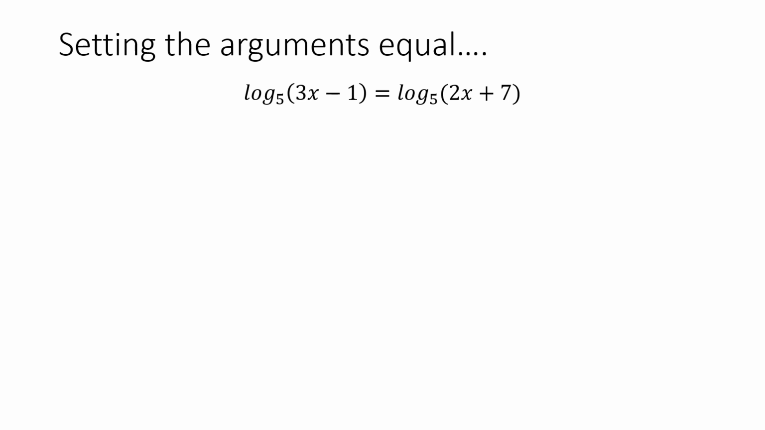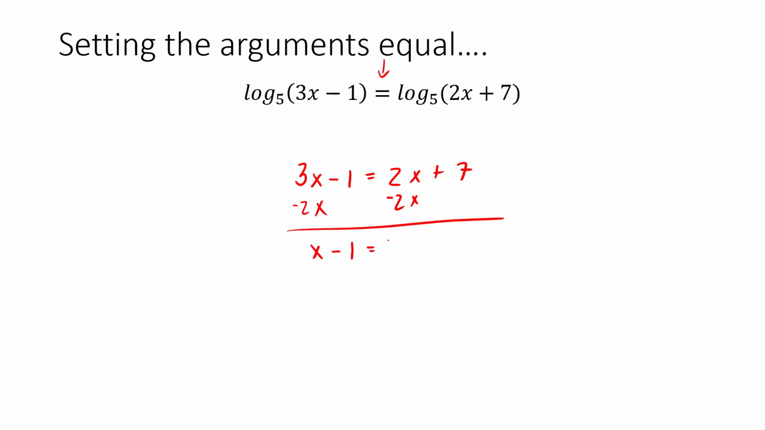And the quickest way to do this is to essentially see, okay, I have the log base 5 is the same on both sides. And if these are truly equal, then it must be true that 3x minus 1 is equal to 2x plus 7. Then we would subtract the 2x from both sides. So we get x minus 1 equals 7. Add 1 to both sides, and we get x is equal to 8, and we just get that one solution.